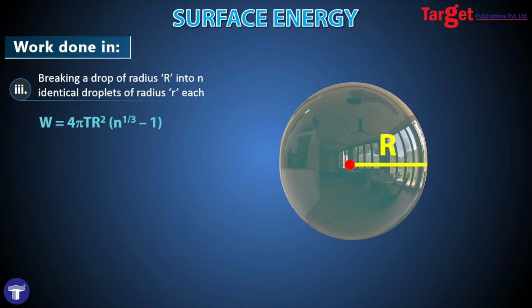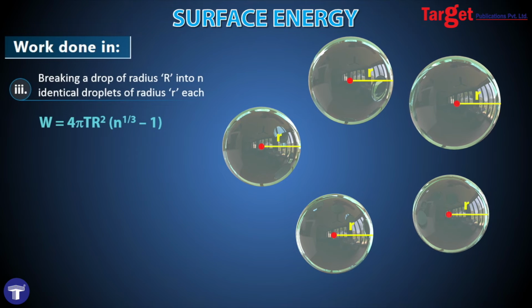By the same logic, if I try to break up this drop of radius capital R into n droplets each of radius r, then what you have to do is calculate how much the surface area will increase. I hope you can understand that when you break a big drop into small drops, the total surface area increases, and therefore you will find the increase in the surface area, and that multiplied by T will give you the work done in breaking the bigger drop into smaller drops, and that comes out to be 4 pi T R square (n raised to 1 by 3 minus 1), where n is the number of drops into which you broke the bigger drop.